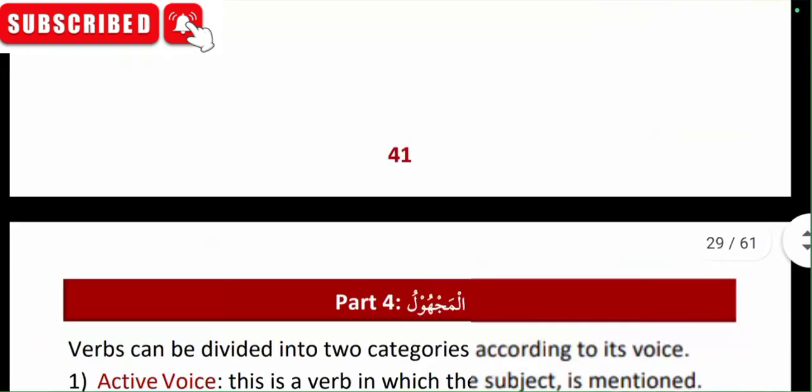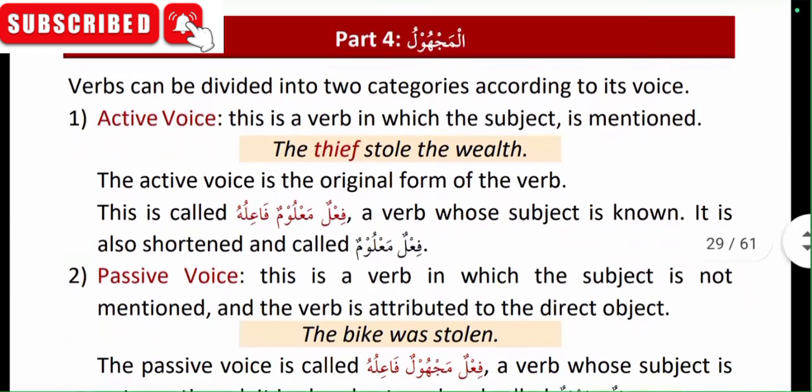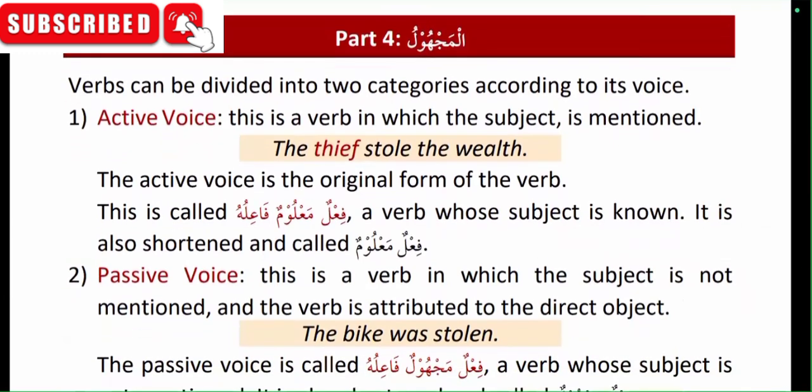Last time what we did was Al-Majhul. Al-Majhul can either be a Madi Majhul or a Mudare Majhul. What is a Majhul? A Majhul verb, or Fi'lul Majhul, is the one whose fa'il is not discussed. So we have two types of af'al. The first one is Fi'lun Ma'lumun Fa'iluhu.